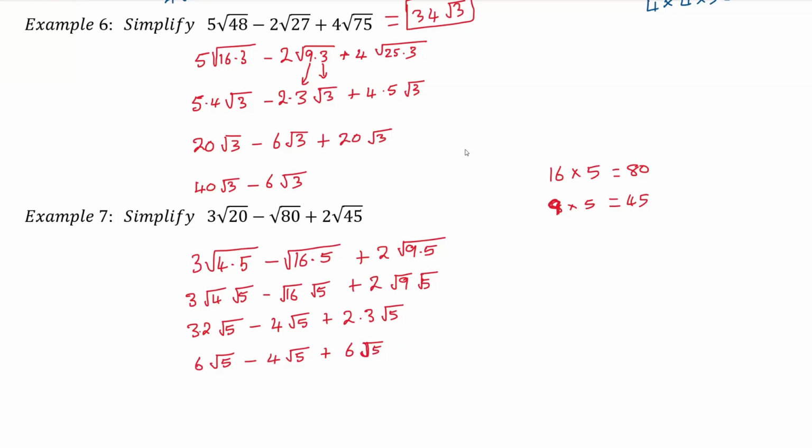All right, so now we combine the terms. So if you subtract 4 from 6, you're left with 2 square root of 5 plus 6 square root of 5. And if you add those two together, you get 8 square root of 5. And that would be the answer.